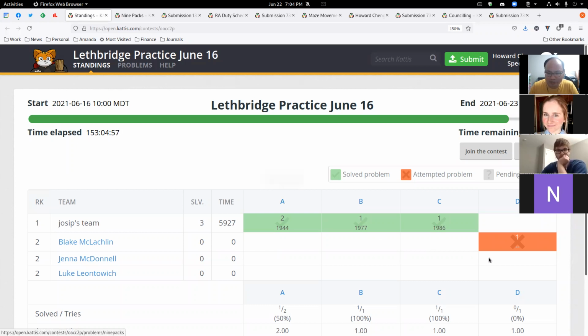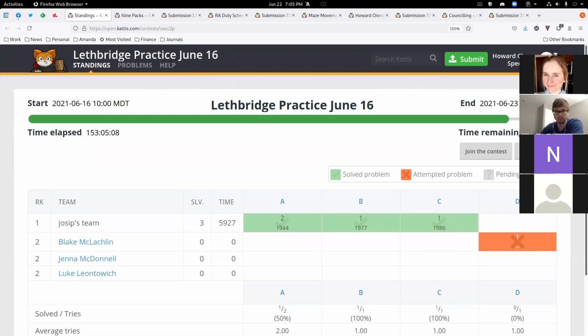I see Blake tried D. Am I going to guess that you just submitted whatever was the solution for the UVA version of this problem, and then it didn't pass? It's Blake here.